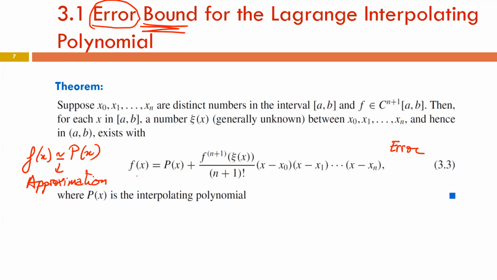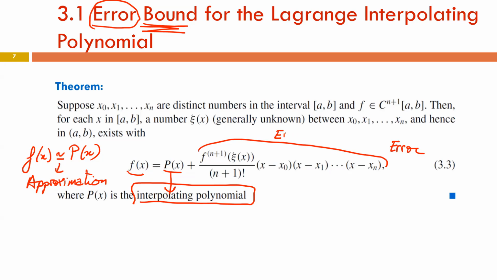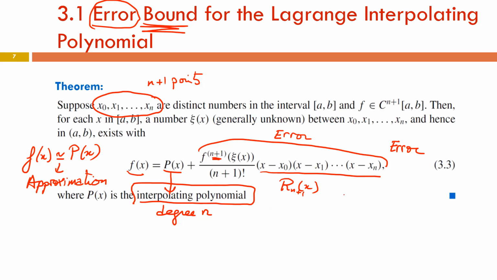What does it say? It says that the function f is equal to p, which is the interpolating polynomial, plus this is the error, the remainder term. Let's study this error. What do we have in this error? We have the derivative of order n plus 1. I repeat, n plus 1 is the number of points. I repeat that the interpolating polynomial is of degree n. So the remainder will involve a polynomial of degree n plus 1. Here we take the product of all x minus xk.